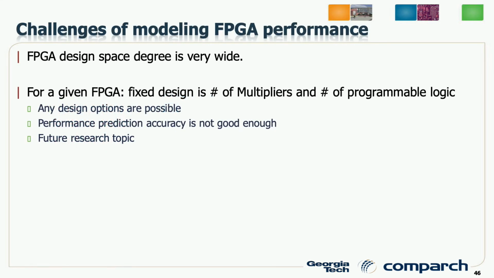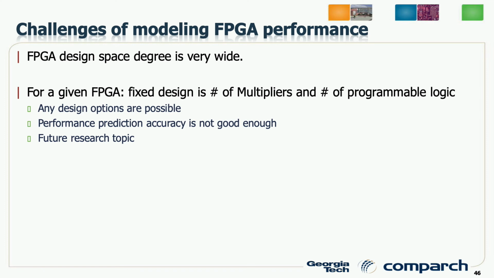One of the challenges of modeling FPGA performance is that the FPGA design space is very wide. For a given FPGA, we have a fixed number of multipliers, DSP units, and most of the rest of the units are programmable logic. So virtually any design option is possible as long as it fits into this FPGA. So performance prediction accuracy is not good enough in our current technologies. This is one of the important future research topics that we'd like to explore: how do we predict the performance from the CPU code to the FPGA, so that we can guide what can go to the FPGA.